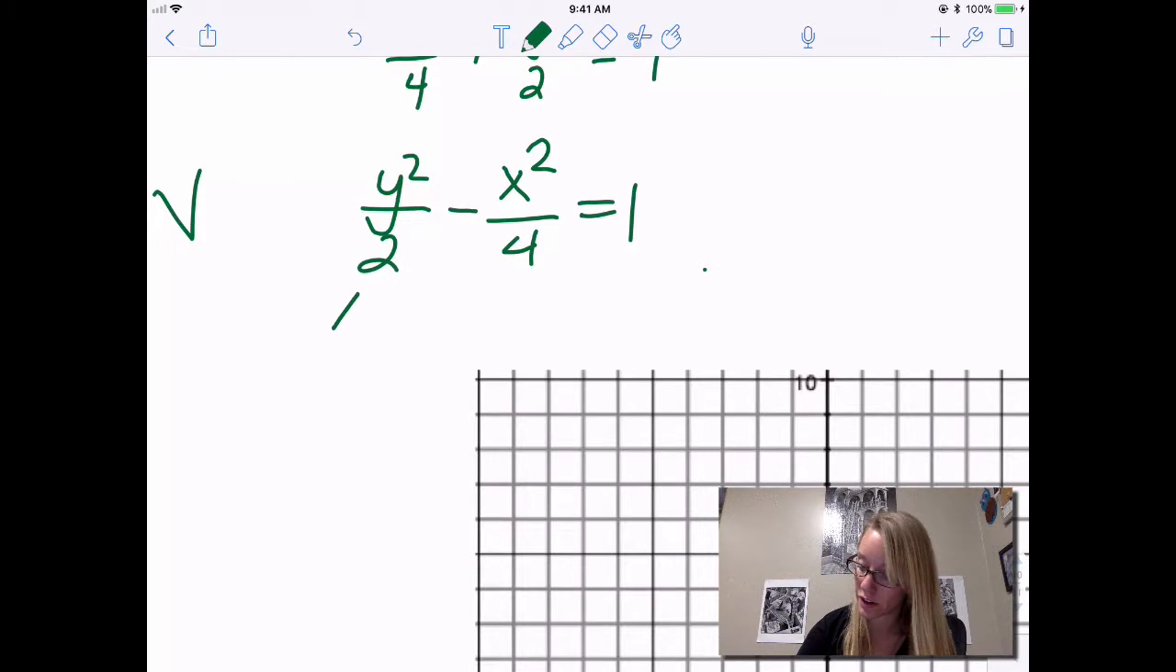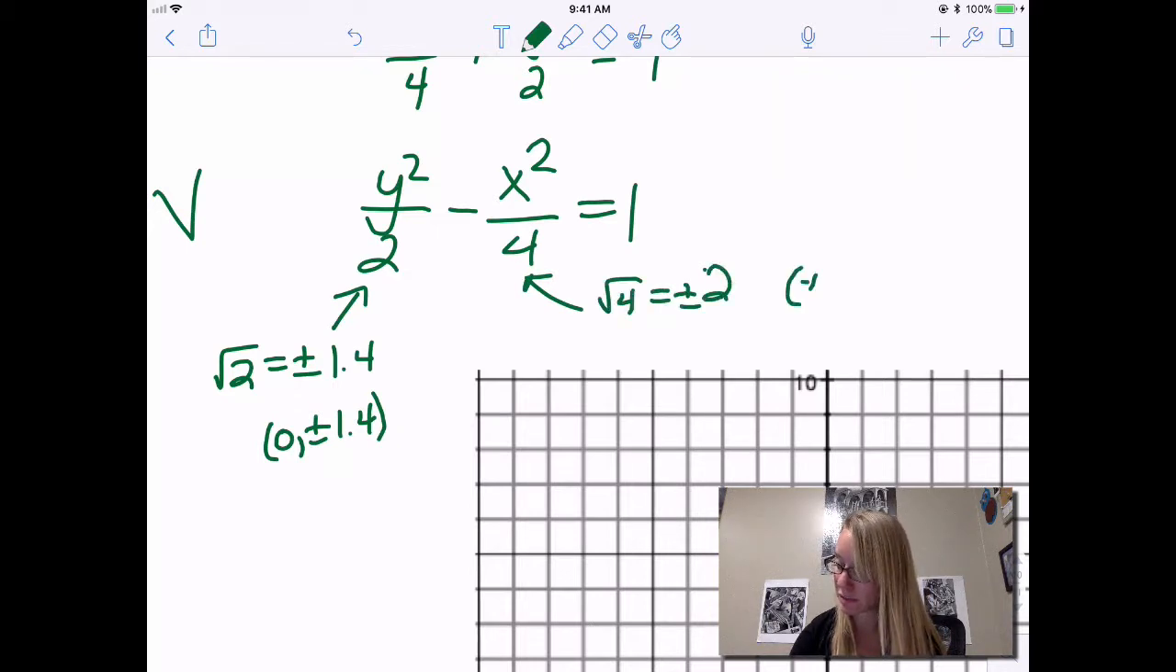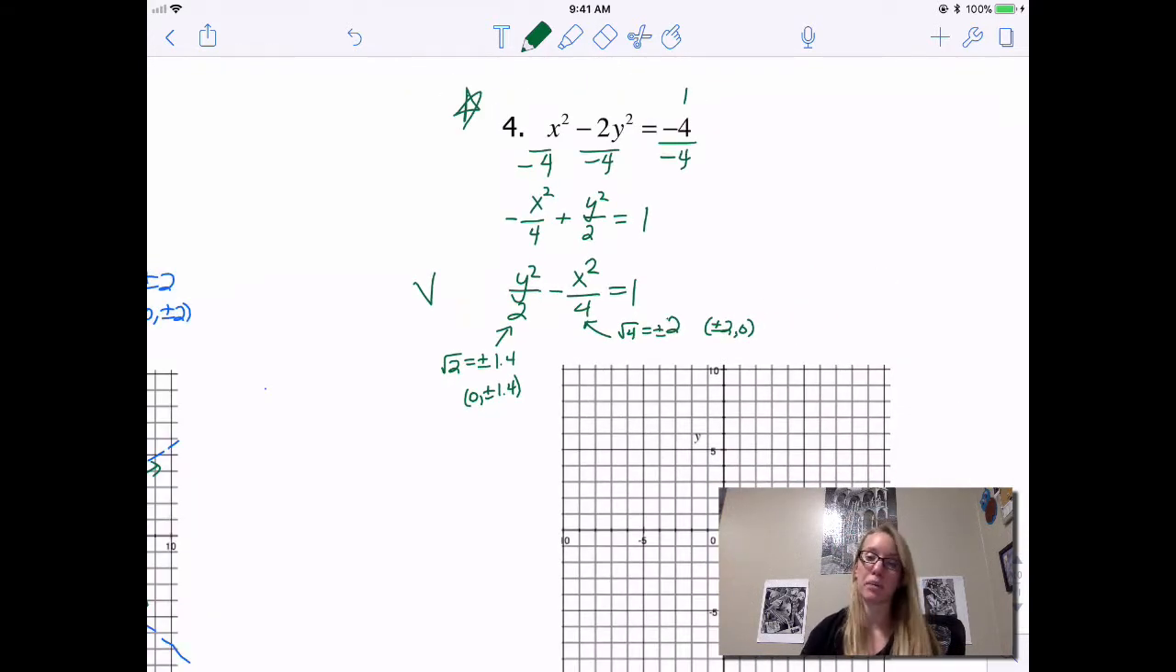Okay, now finding your square roots. The square root of 2 is not a nice whole number, but I can say that it's plus or minus like 1.41. So I say 0 plus or minus 1.4. And then the square root of 4 is plus or minus 2. That one is a nice whole number. So this is plus or minus 2, 0. And again, these are just points that help us to graph.